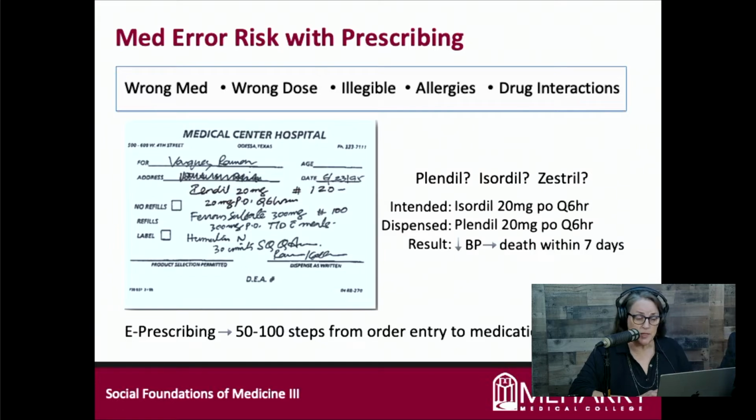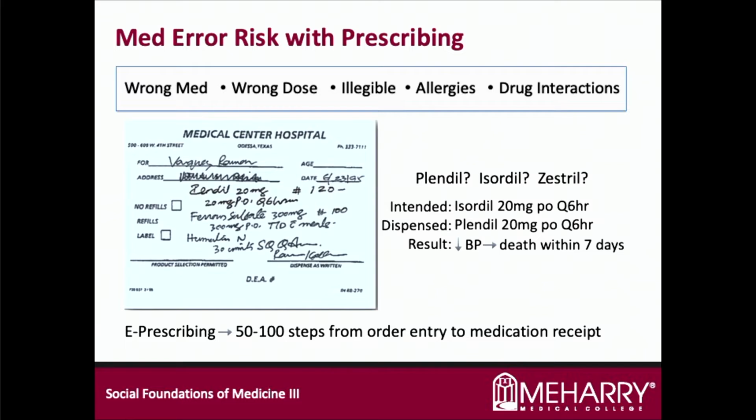The intention from this provider was that the patient would receive Iserdil, 20 milligrams, every 6 hours. What was dispensed was Plendil, 20 milligrams every 6 hours. And at that dose, in a short-acting, there is an extended release Plendil, but in the short-acting, the highest dose that is recommended is 10 milligrams. And within 7 days of taking this medication, the patient's blood pressure had dropped enough that they ended up dying from heart failure.